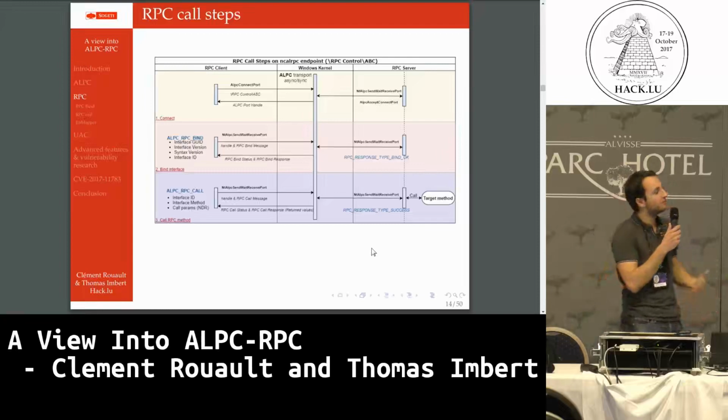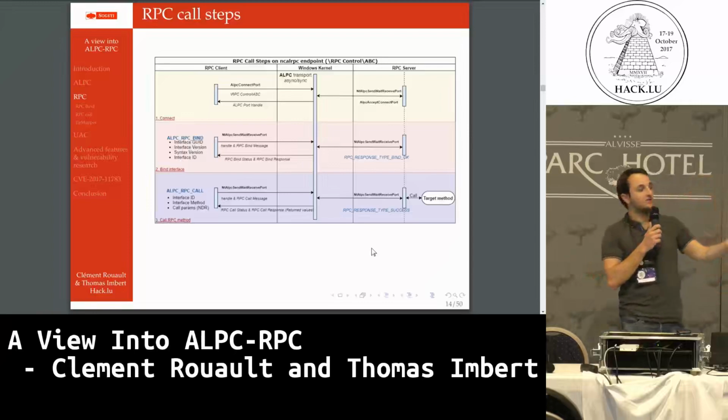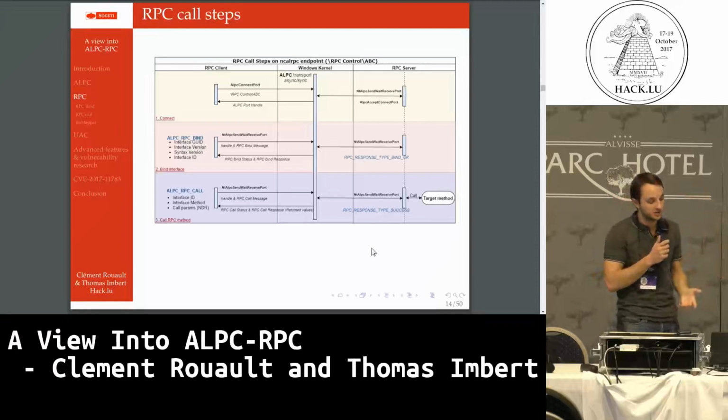So now, how do we actually perform an RPC call? There are 3 steps. The first one is directly linked to the protocol you will use. It's a connection step. For an ALPC connection, we just use the API we saw before. We will use NtAlpcConnectPort to connect to the port. The server will accept the connection, and we are connected.